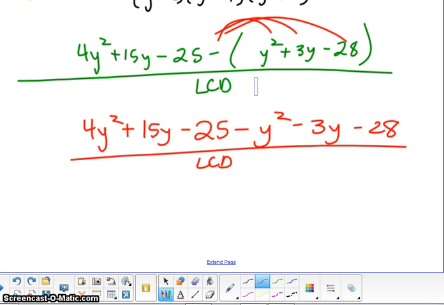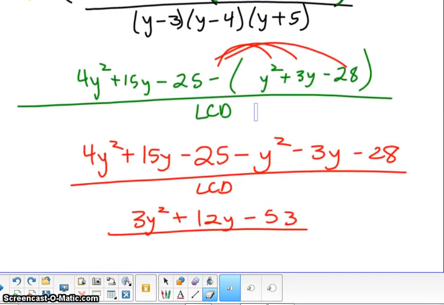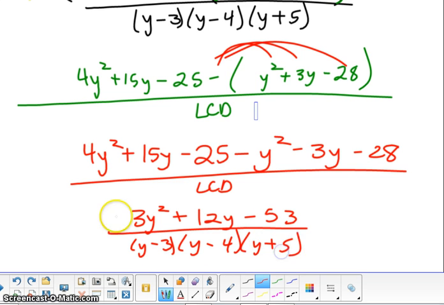Push pause and solve. So we combine like terms and got 3y squared plus 12y minus 53. That does not factor. If you do find that it factors, I'll give you some extra credit tomorrow. So then our final answer, we don't want to put LCD for the final answer. We want to take the original least common denominator for our final answer. So that is it for that one.